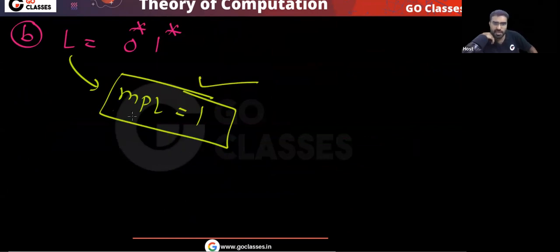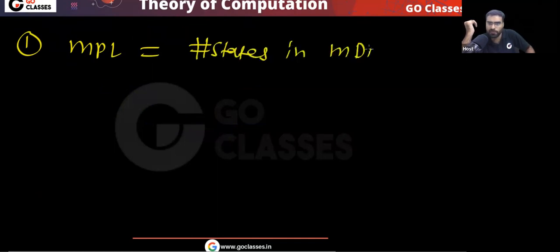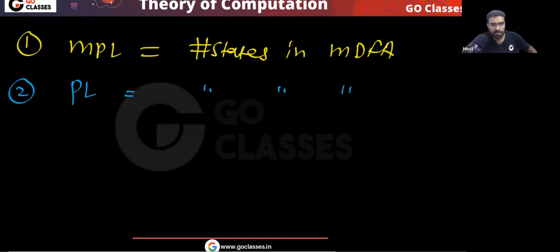So tell me, can I say minimum pumping length is equal to number of states in minimal DFA? And second point, can I say pumping length is equal to number of states in minimal DFA? Which statement is correct? I can say the first statement is wrong, the second statement is correct. Okay, let's move on now.